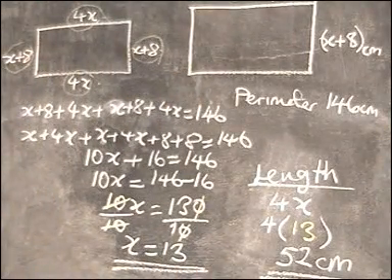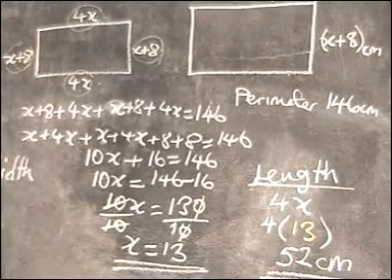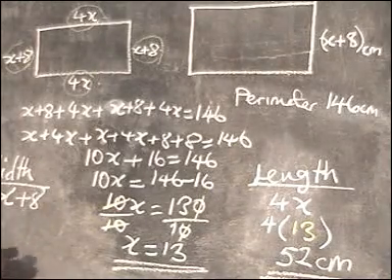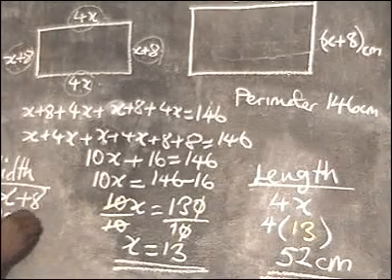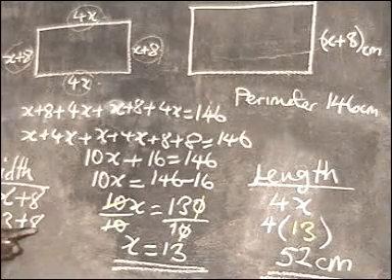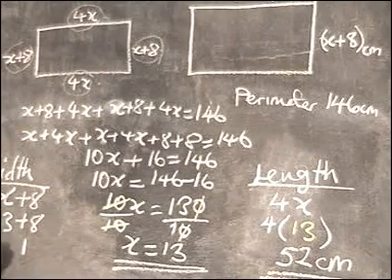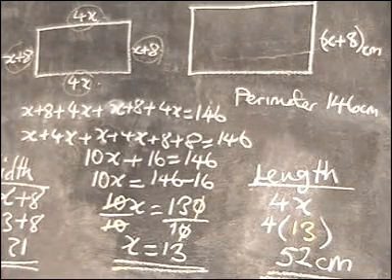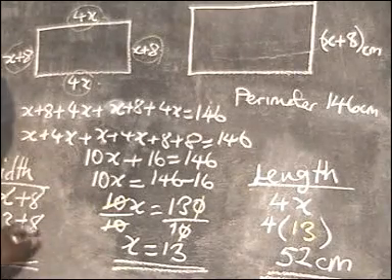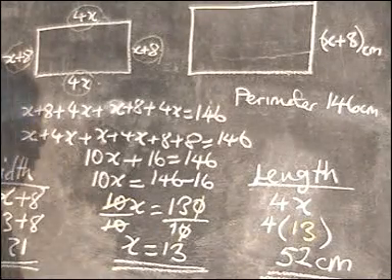Then the breadth, or width, is given by x plus 8, and we have got x to be 13. So this is 13 plus 8. When you add 13 plus 8, 3 plus 8 is 11, carry 1, and 1 plus 1 is 2, so this is 21. As you can see, the shorter side of the rectangle is 21, and the longest, which is the length, is 52.